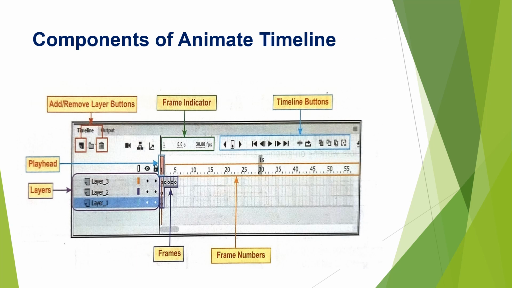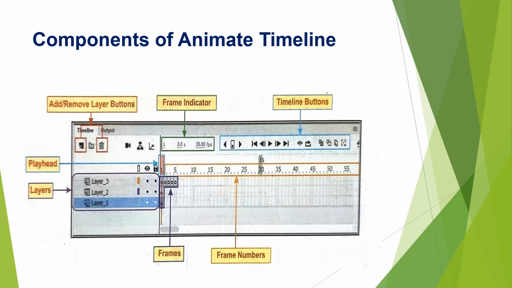Components of Animate timelines. So there are some components of the Animate timeline: layers, add or remove layer buttons, frames, frame indicator, frame numbers, playhead, and timeline buttons. So these are the components of the Animate timeline.